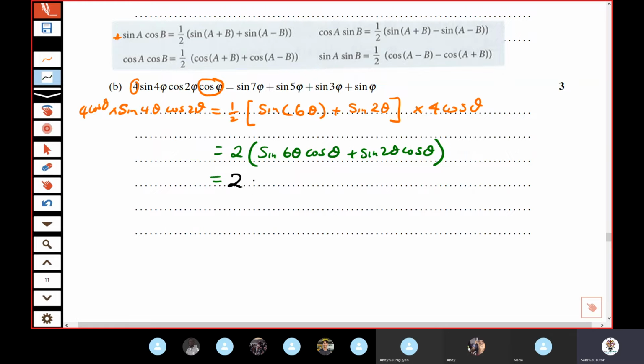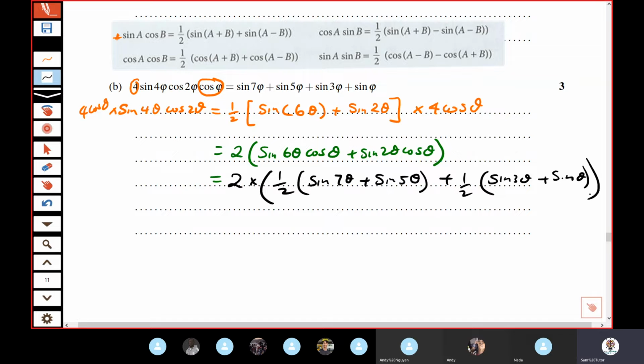So it should become 2 times, open bracket, sine cos, half sine, so 6 plus 1 plus 6 minus 1, plus this one, half 2 plus theta, 2 minus. And you can probably see 2 times a half, and the half will cancel all out. You're left with the answer that you need, which is sine 7 theta plus sine 5 theta plus sine 3 theta plus sine theta. That will be what's in your exam. Yeah, it's just the formula done twice.